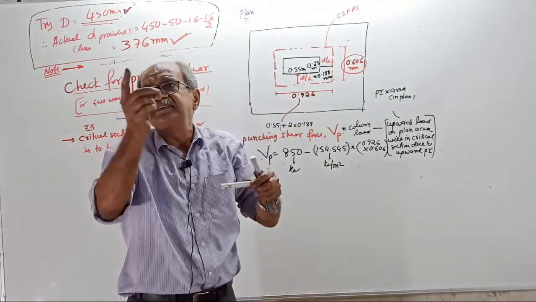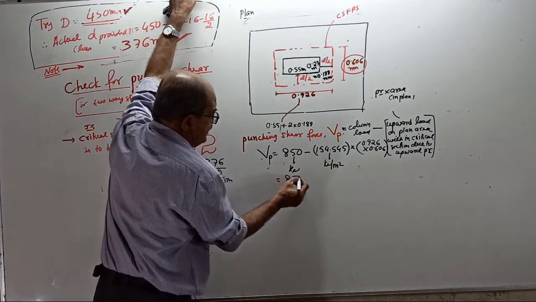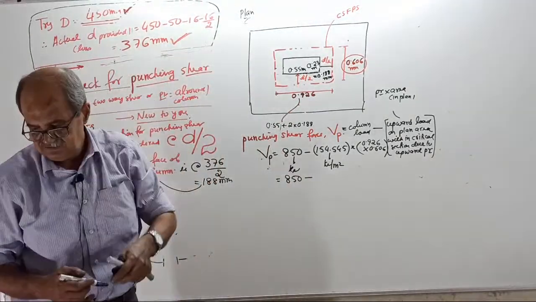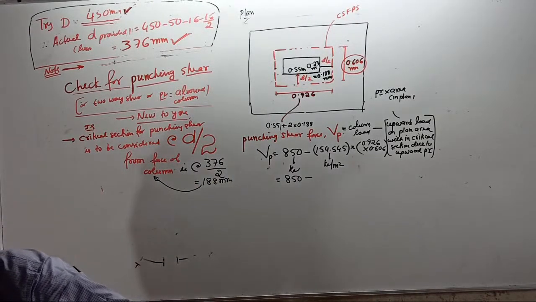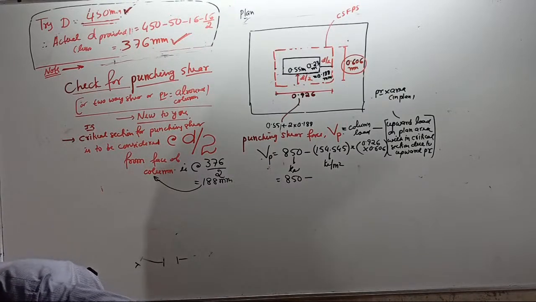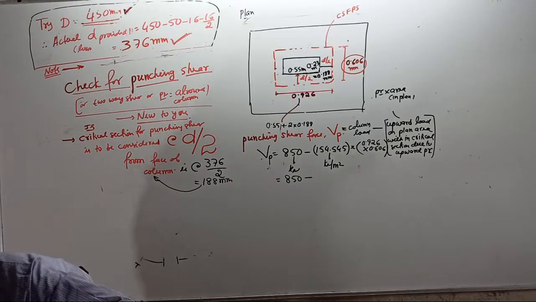Later for punching resistance, we use a different area. Now tell the answer. Equal to 850 minus how much? I want that second number, for some reason, for explanation purposes.